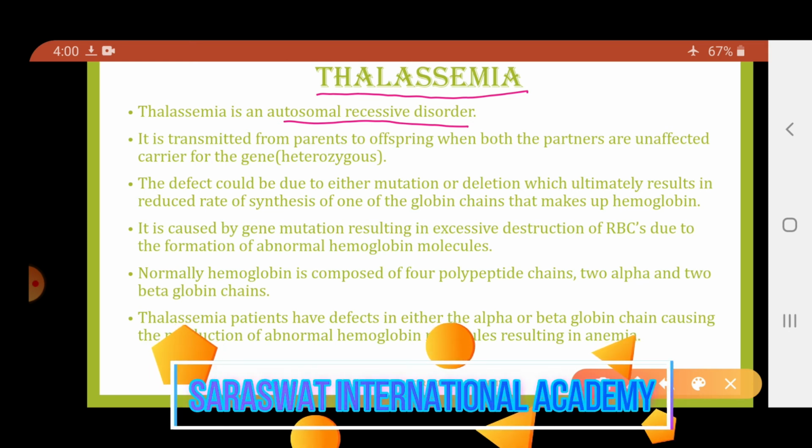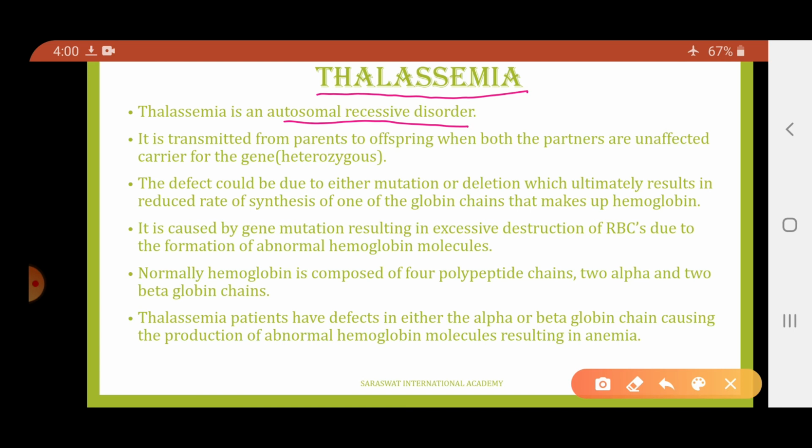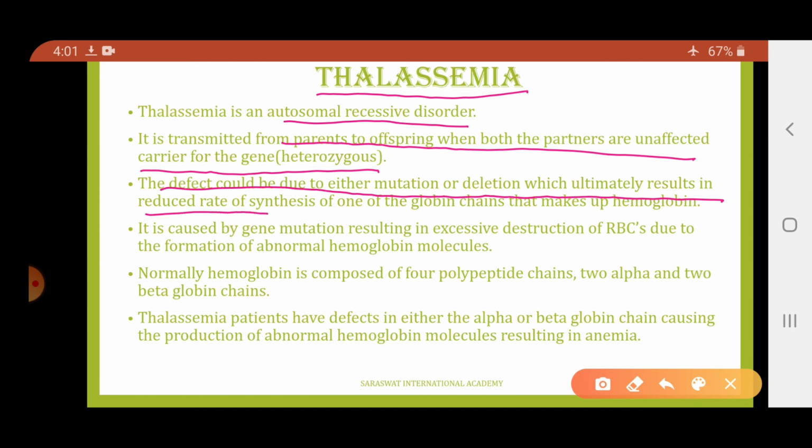And the genes are located on the autosomes, so both males and females will be affected. It is transmitted from parents to offspring when both the partners are unaffected carriers of the gene. The defect could be due to either mutation or deletion, which ultimately results in the reduced rate of synthesis of one of the globin chains that make up the hemoglobin. Now students, what is thalassemia? We know that hemoglobin is made up of 4 globin chains, 2 alpha globin chains and 2 beta globin chains.